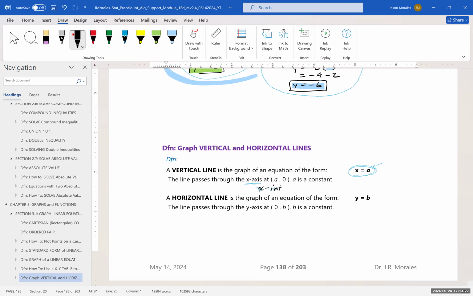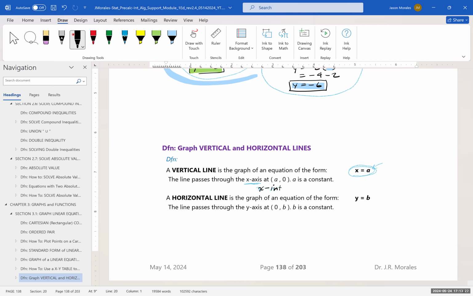A horizontal line is the graph of an equation of the form y equals b. So that'll be a line that passes through the y-axis at (0, b). Okay, that's the y-intercept, where b is a constant.